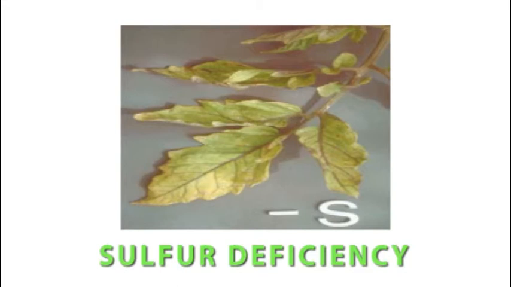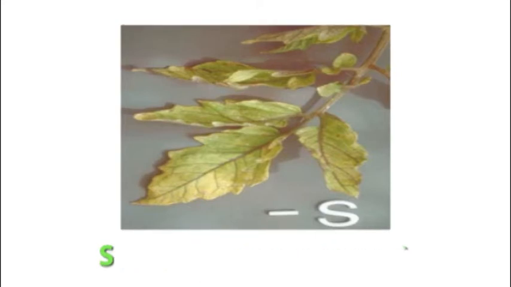With advanced sulfur deficiency, brown lesions and/or necrotic spots often develop along the petiole, and the leaves tend to become more erect and often twisted and brittle.